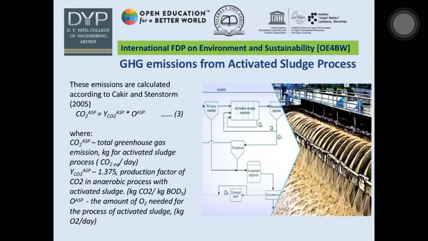Third point is greenhouse gas emissions from the activated sludge process. These emissions are calculated according to Kakeur and Sternstrom 2005. The influent and effluent COD and BOD5 are considered as annual average values at the plant. Influent and effluent resulted from the measurement. The total greenhouse gas emissions is calculated according to the formula, that is CO2 ASP is equal to Y CO2 ASP multiplied by Q ASP.